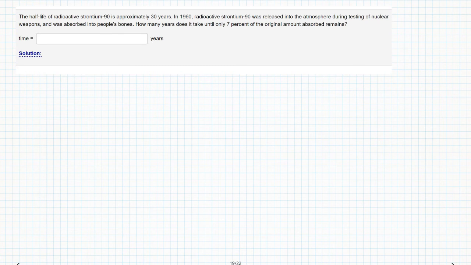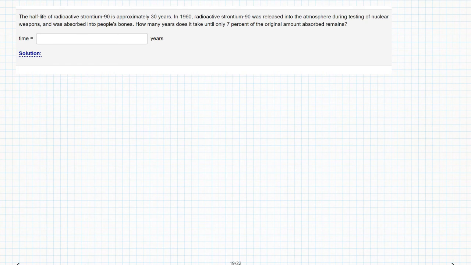So we have: the half-life of radioactive strontium-90 is approximately 30 years. In 1960, radioactive strontium-90 was released into the atmosphere during testing of nuclear weapons and was absorbed into people's bones. Ooh, fun times. How many years does it take until only 7% of the original amount absorbed remains?